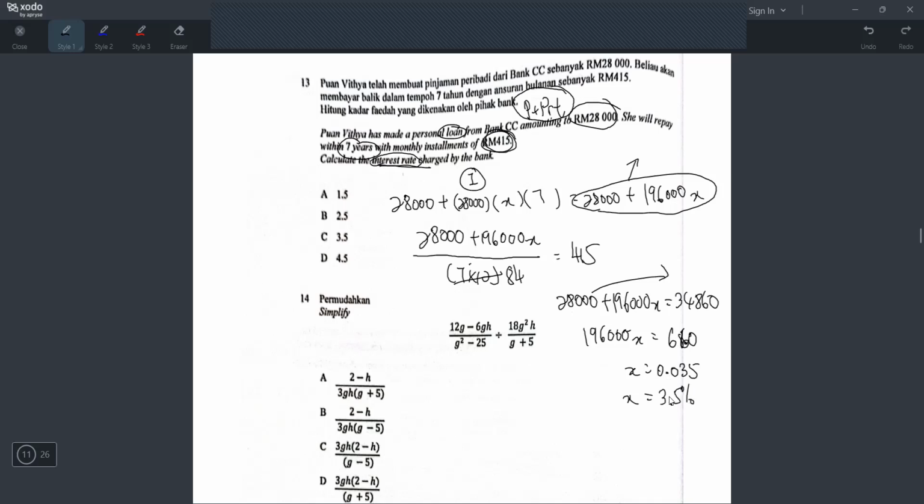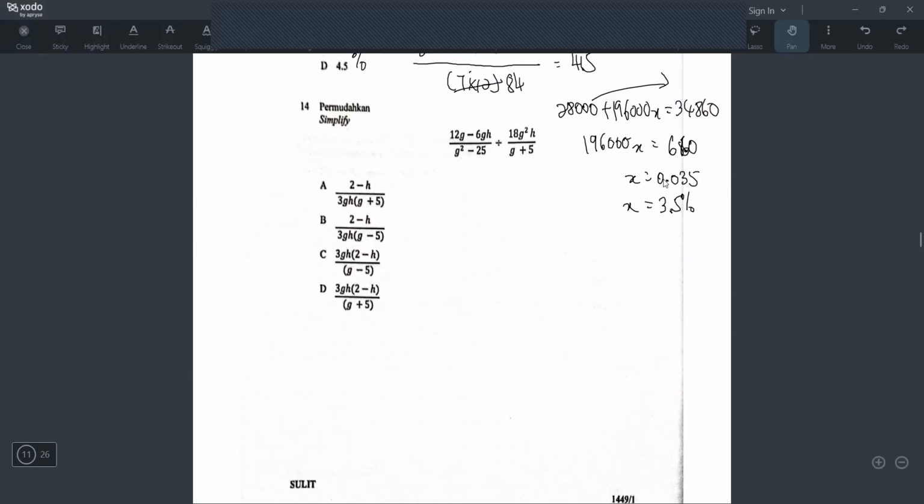Why is it 3.5%? Because 3.5% is 3.5 divided by 100, and if you press 3.5 divided by 100, you'll get 0.035. Right. So that's why the answer is C. Actually, they should write percent here, but they never write, right? So the correct answer is C. Make sure you know how to convert decimal to percentage: you times 100. If you want to convert percentage back to decimal, you divide by 100.